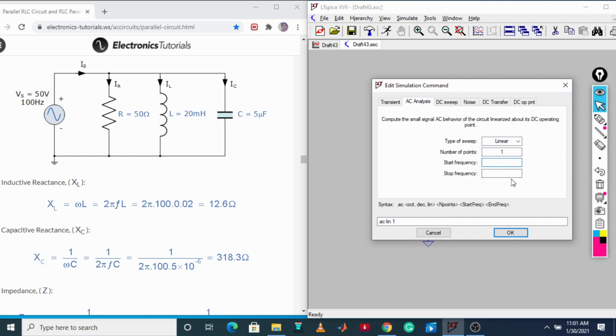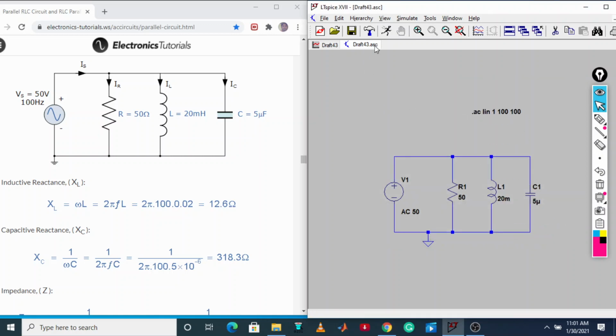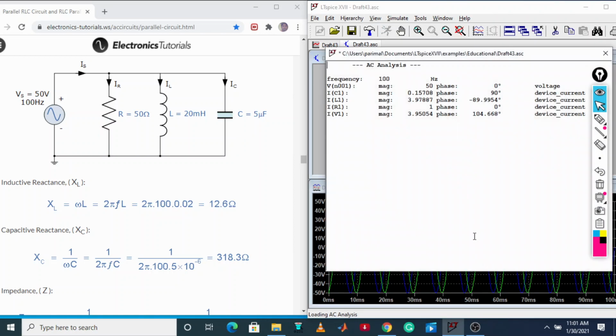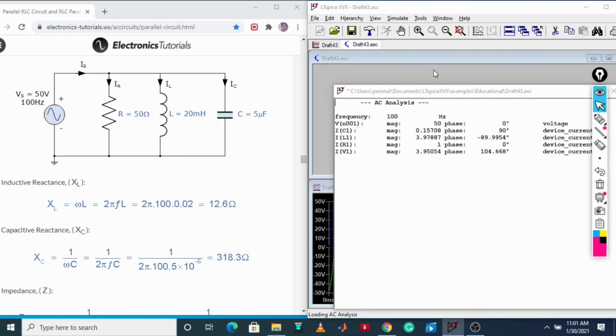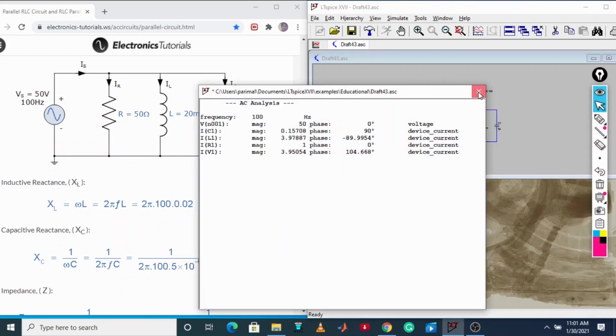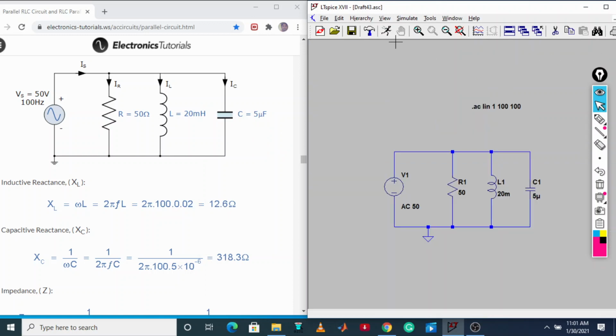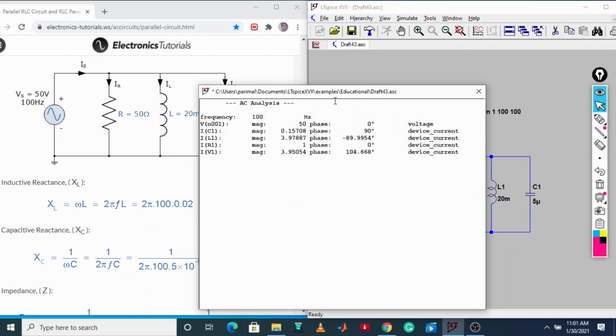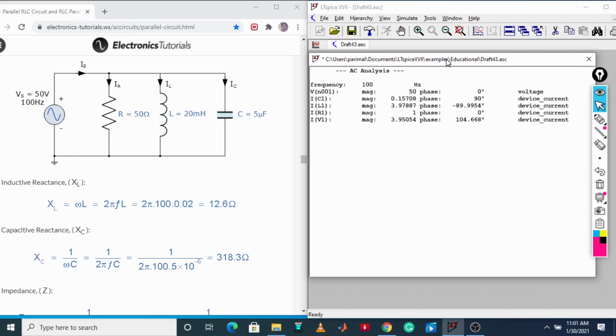What will be our start frequency? We are taking 100 hertz, so only 100 hertz. Stop frequency will also be 100 hertz. Now this is our AC simulation. Now run it. Now if I run it, this is what I am getting. Now let me delete. First let me cut this one and again I need to run it. Now this is the value that I am getting.